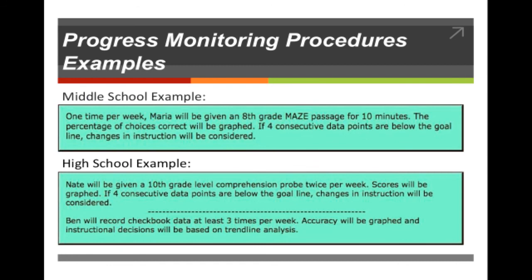Progress monitoring procedures include the frequency of measurement and the decision-making rule for instructional changes. A rule of thumb for academic data collection is about once a week, while behavior data collection is daily. The baseline and goal criterion must have the same numeric measurement, and the progress monitoring procedures must correspond to that measurement.